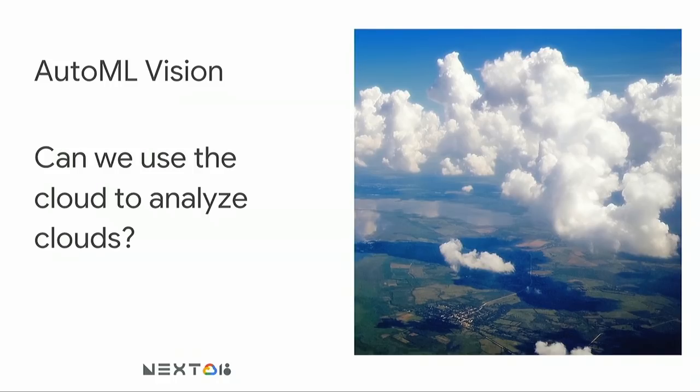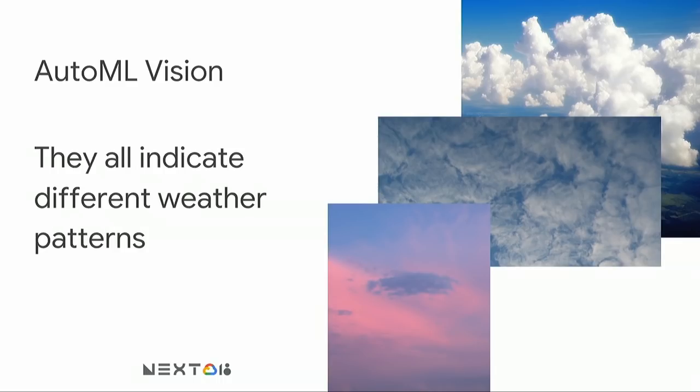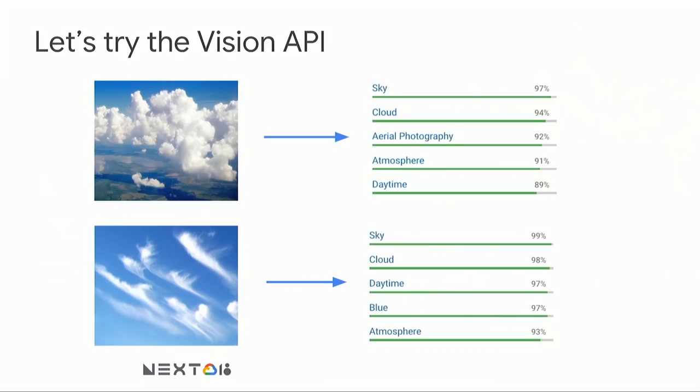The answer is yes. As I was prepping this demo, I learned that there are many different types of clouds, and they all indicate different weather patterns. So my first thought was, let's try this out with the Vision API. For us, it's easy to see that these are obviously two different types of clouds. But the Vision API was trained on a broad range of different categories of images. We wouldn't really expect it to know the scientific names for these types of clouds. You can see that for both of them, it returns pretty much the same label: sky, clouds, blue, etc.